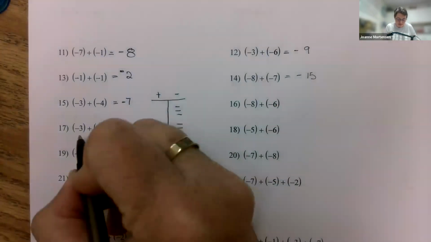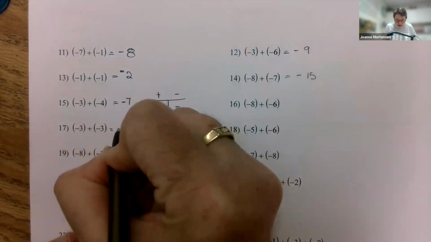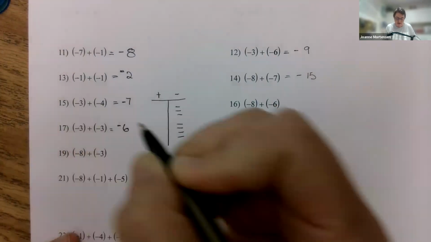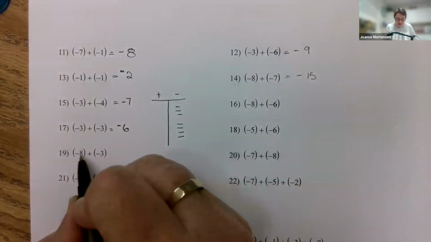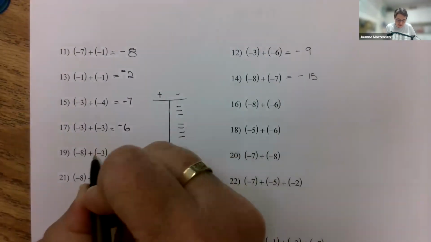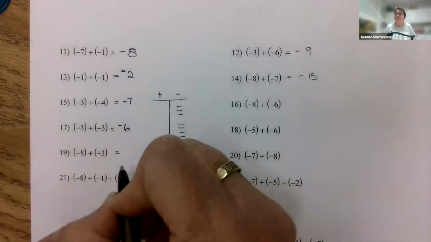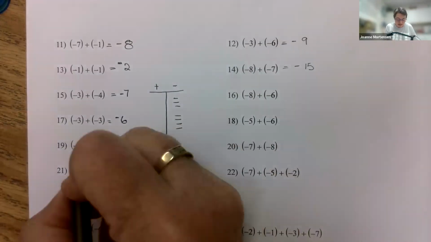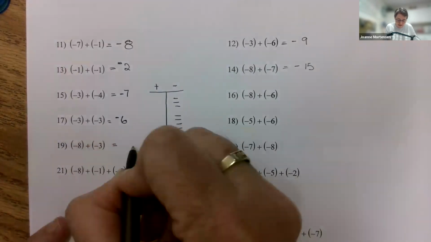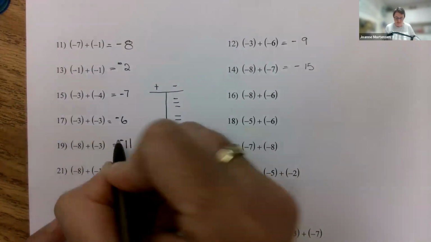All right, so -3 plus -3. My signs are the same. I'm going to add, so that gives me 6, and take the sign of the bigger. Now -8 plus -3. Sorry, I should say that correctly. -8 plus -3, the signs are the same, so I'm going to add them up, and it's going to be a negative, just like that.